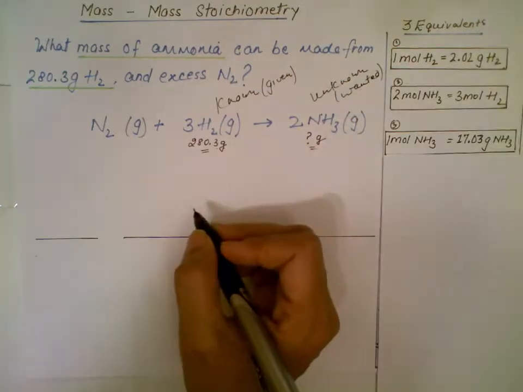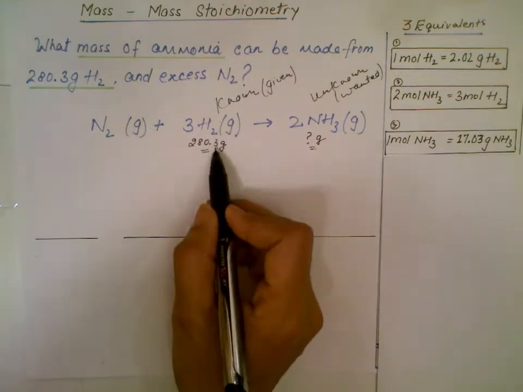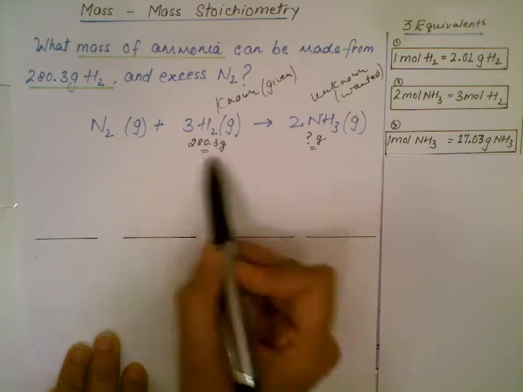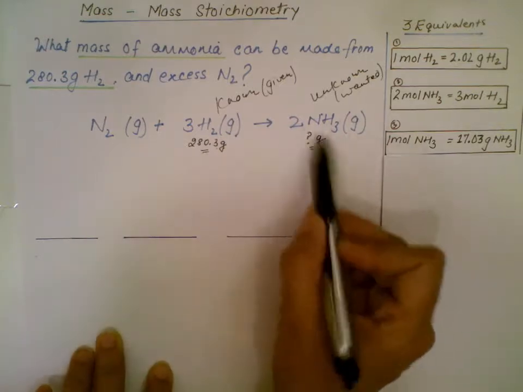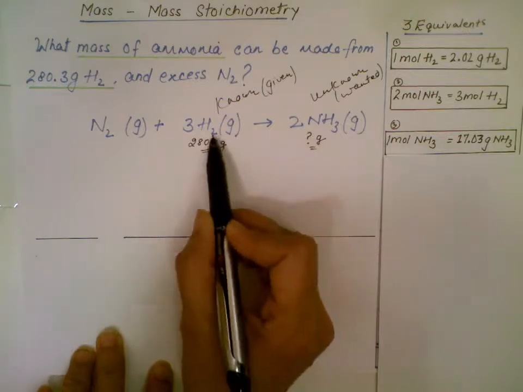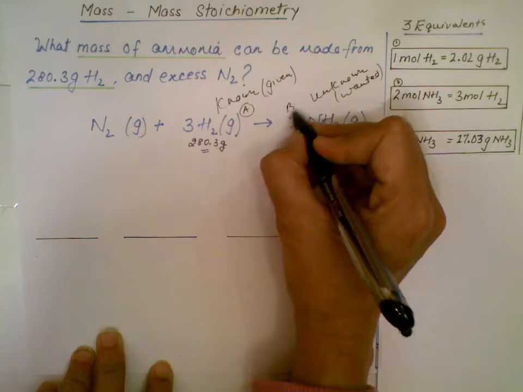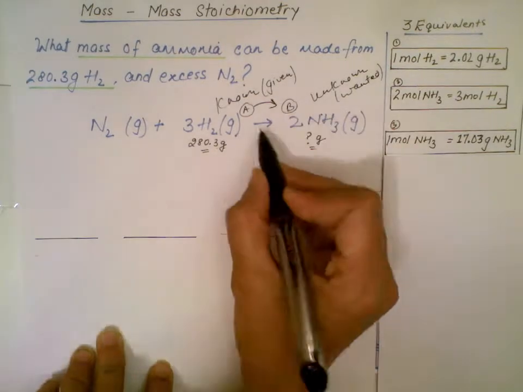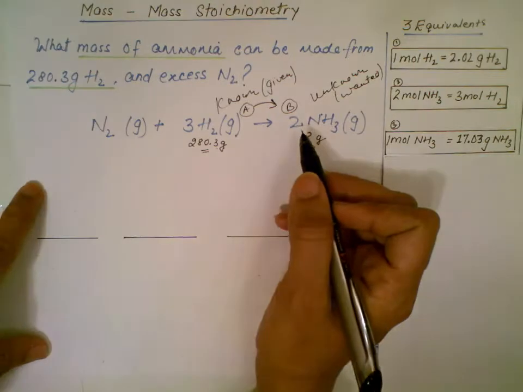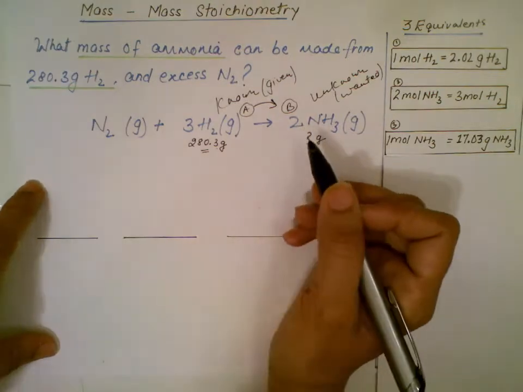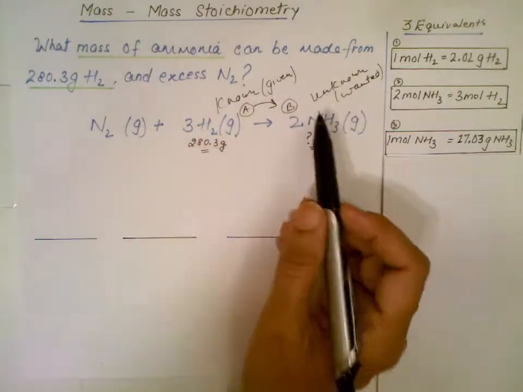In this problem, we are given the mass of hydrogen, 280.3 grams, and we are going to say this is our substance A, and we are to determine how many grams of ammonia, NH3, can be produced using these many grams of hydrogen. So this is our substance B. We are going from substance A to substance B. However, converting the mass of substance A to the mass of substance B doesn't happen in one step. We have to actually use 3 conversion factors in order to solve mass stoichiometry problems.